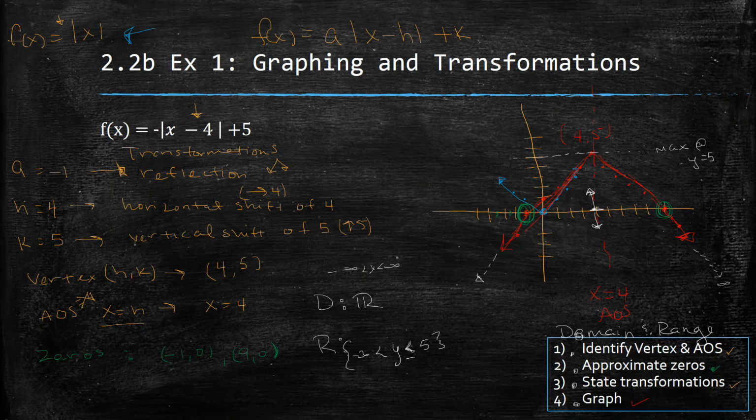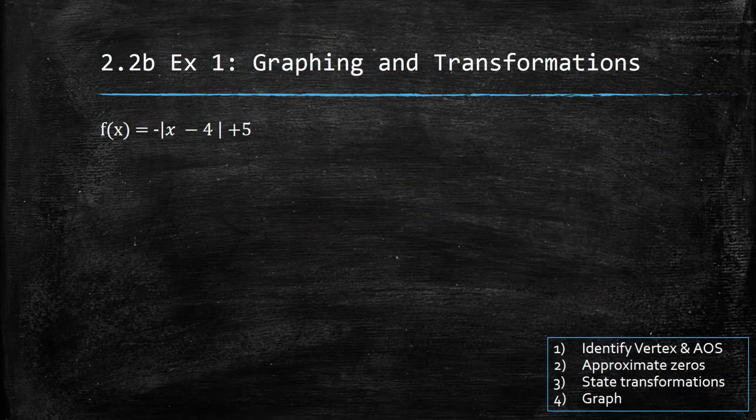Remember, you can write this in interval notation, negative infinity to 5 with a closed bracket at 5, or you can just write y is less than or equal to 5. Okay, either of those will work. Okay, so there you have it. Your axis of symmetry and vertex, you graphed it, you approximated the zeros, we have our transformations and the domain and range. Be sure that you know how to do this for the exam.